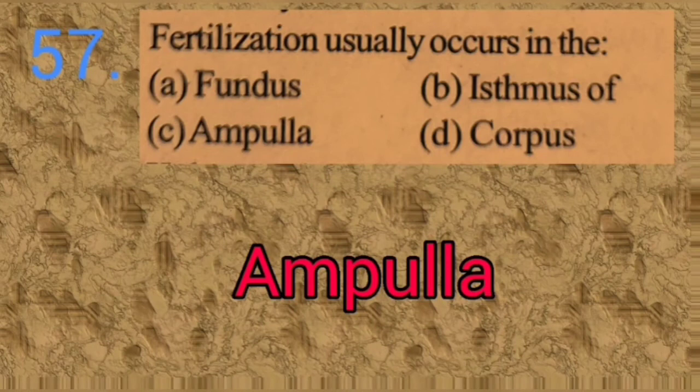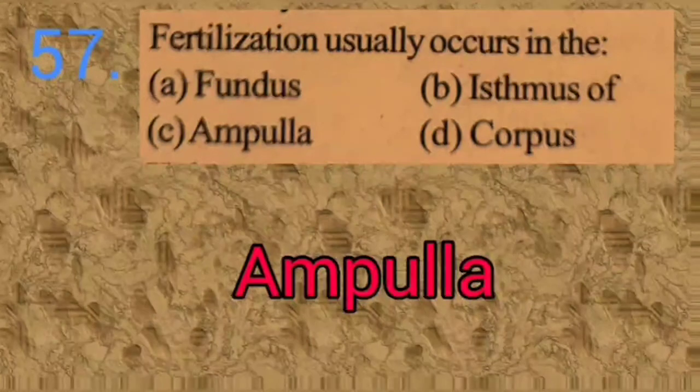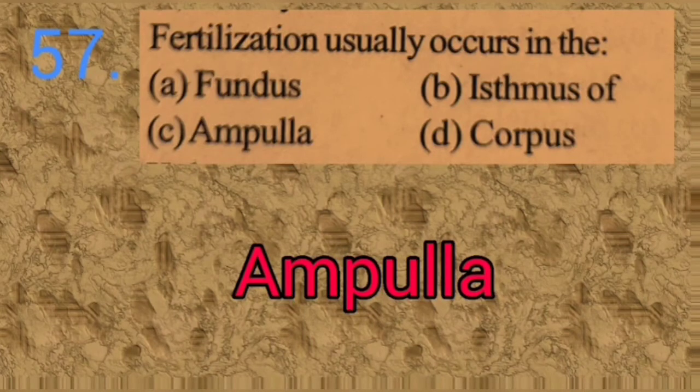Next question. Fertilization usually occurs in the option A, fundus, B, isthmus, C, ampulla, D, corpus. Fertilization usually occurs in the ampulla.